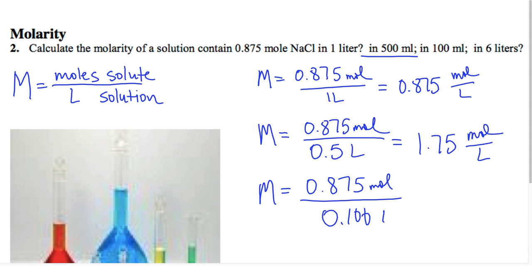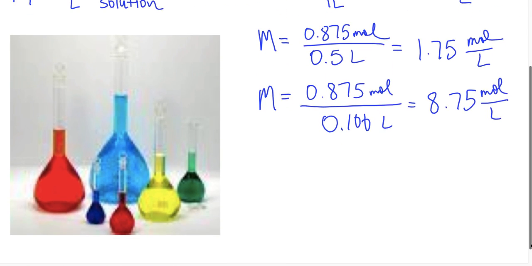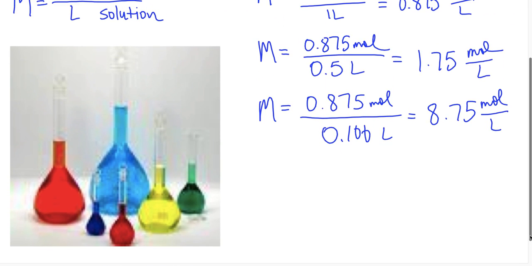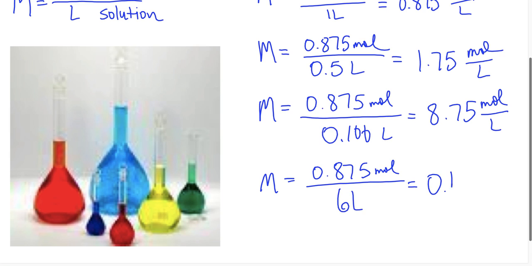0.1. Now, if you have trouble doing that conversion, then you need to go to the side and do that conversion on paper. If it's at all confusing, go to the side of the paper and do your conversion with dimensional analysis. All right, the last one, we're going to dilute it a lot. We're going to take that many moles and we're going to put them in 6 liters, and that comes out to be 0.146 moles per liter.